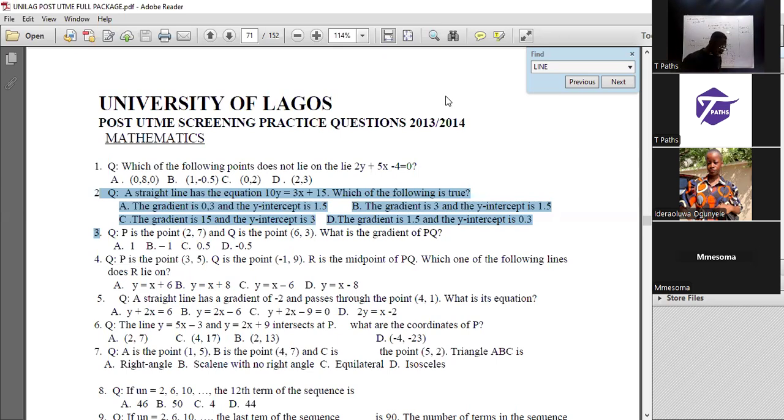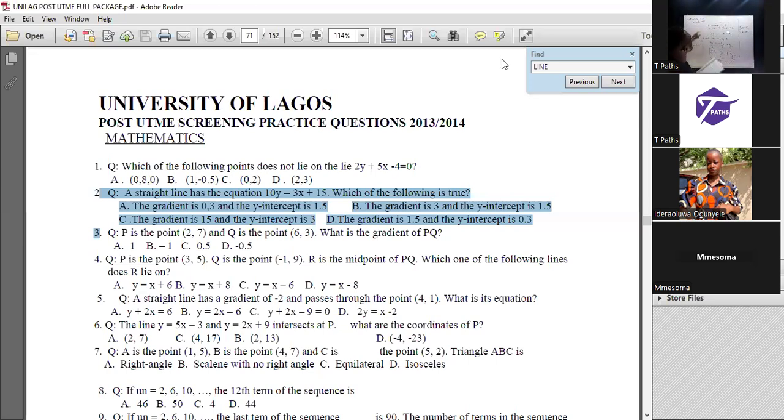The gradient is 0.3, the y-intercept is 1.5. The gradient is 3, the y-intercept is 1.5. The gradient is 15, the y-intercept is 3. The gradient is 1.5. Basically, what they are telling us to get is we should get the gradient and we should also know the what?